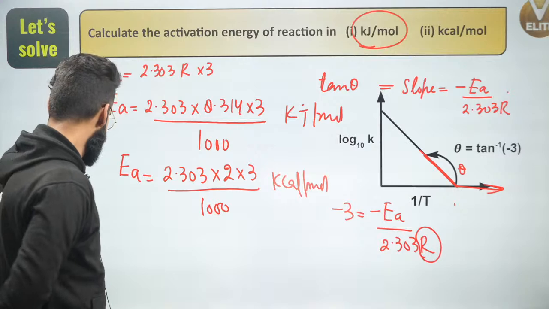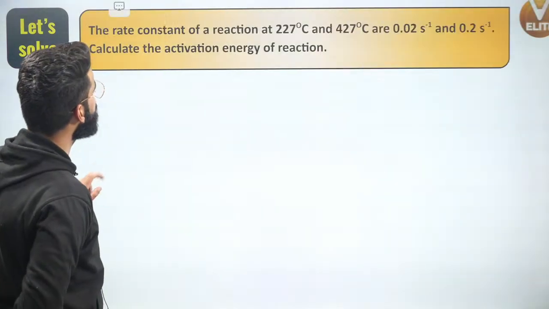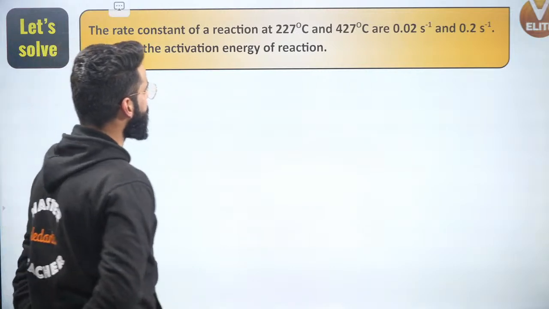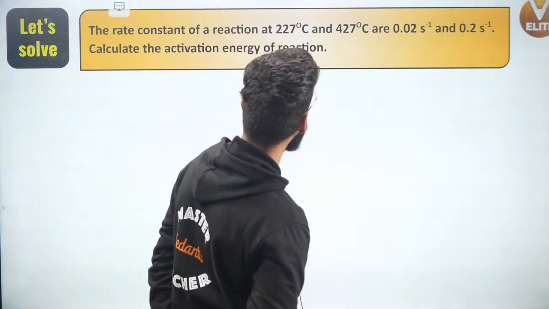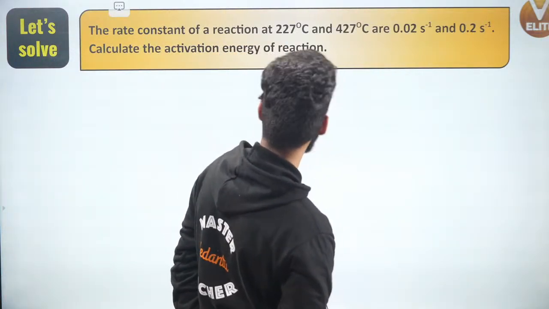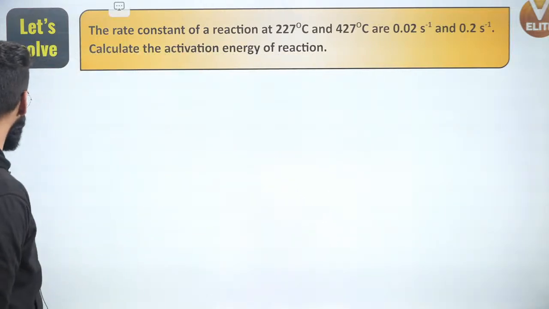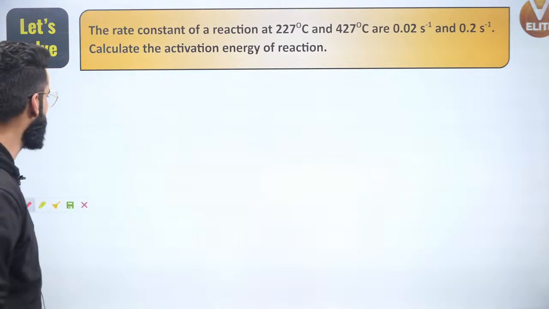Okay. Let's move on then. Let's move on to one more question. The rate constants of a reaction at 227 degrees centigrade and 427 degrees centigrade are this much and this much. Calculate it. People, it's a very simple question. Yes, a few minutes back, I gave you a relation. I hope you remember that.